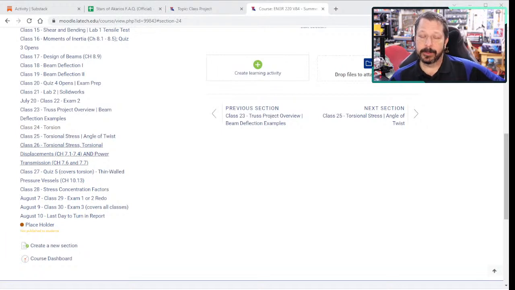What we're not going to do is combine our axial, flexural, and torsion. We're not going to do that. If you need that content, that would be the next course.